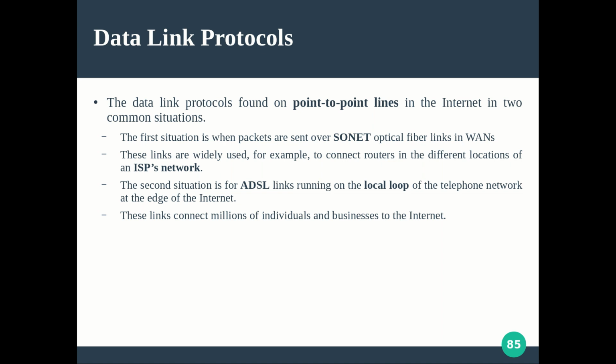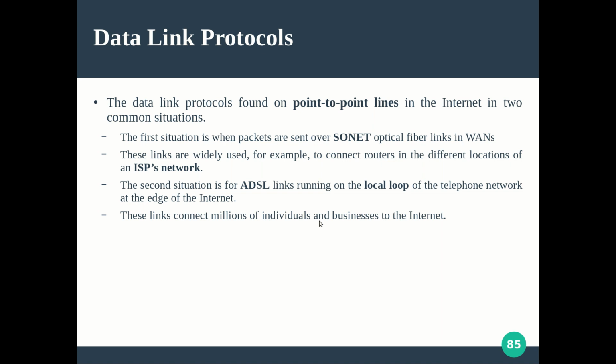And what about the local loop? Now we are normally using asynchronous digital subscriber lines for the connection. If you look at the SONET optical fiber network, these links are widely used, for example, to connect routers in different locations of the internet service provider network, that is the subnetwork. Now the second situation is the point-to-point protocols or data link protocols being used in the ADSL links, asynchronous digital subscriber lines, running on the local loop of the telephone network at the edge of the internet, by which we have the very first connection to the internet.